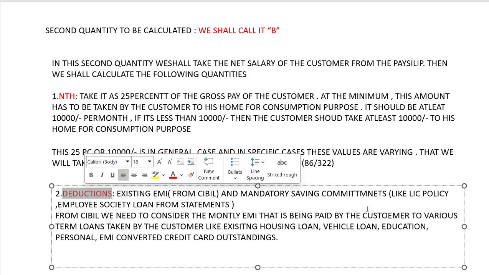So we will take down the other commitments also, since I have mentioned other policies and any loans that he had taken from the society, the employee society, where the deductions will be mentioned in the salary account statement.